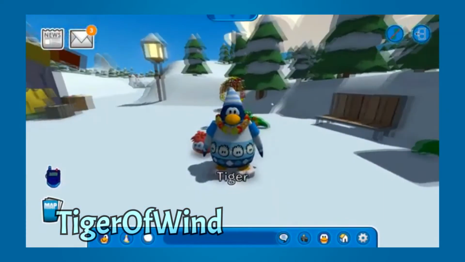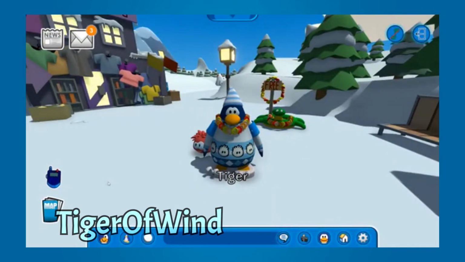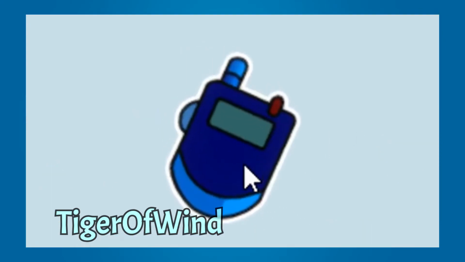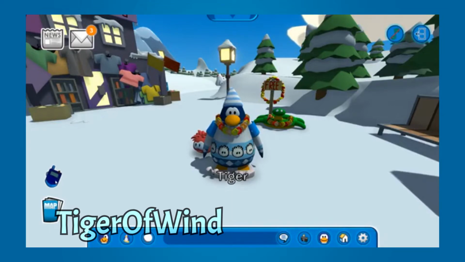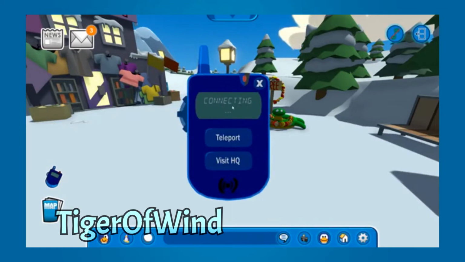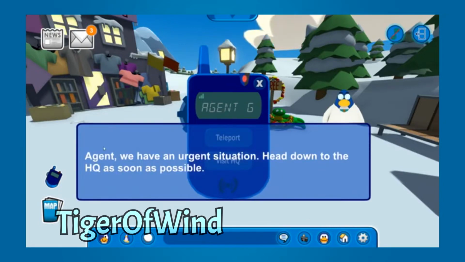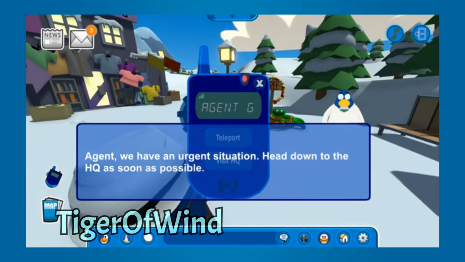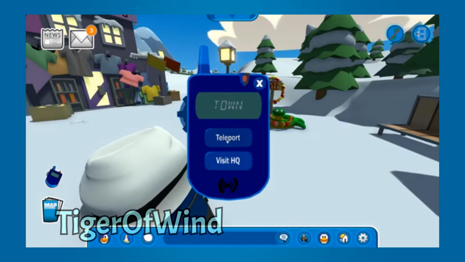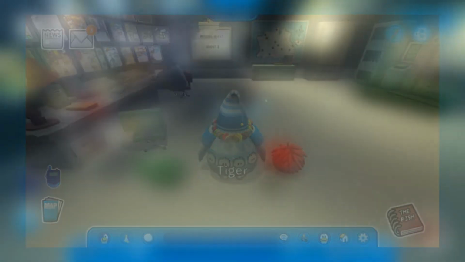But anyways, I think you have already noticed that we have our spy phone ringing. So, let's see who it is. Alright, so connecting. Is it connecting to who? Agent G. Agent, we have an urgent situation. Head down to the HQ as soon as possible. Alright, well, this was quite unexpected. Let's go visit the headquarters of the PSA.